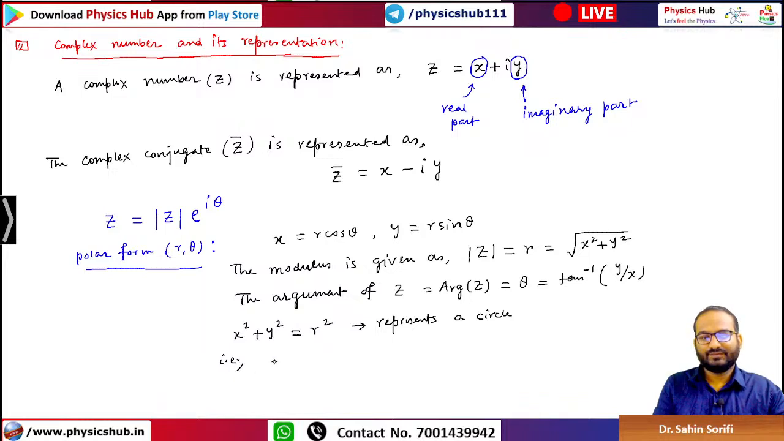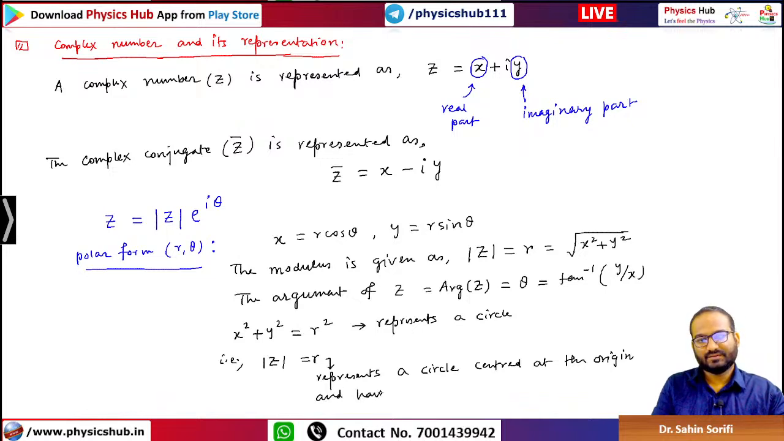What can we write from here? Mod z equals r. What does it represent? Mod z equals r represents a circle centered at the origin and having radius r. Okay, this is the meaning.